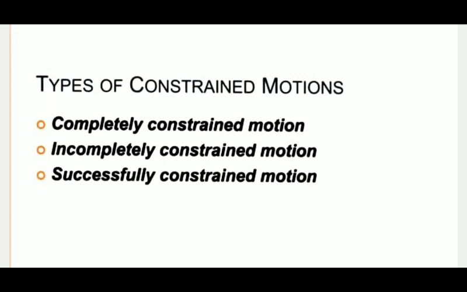There are three types of constrained motion: completely constrained motion, incompletely constrained motion, and the third one is successfully constrained motion. We will start one by one and discuss in detail. Firstly, we will discuss completely constrained motion. So what is completely constrained motion?